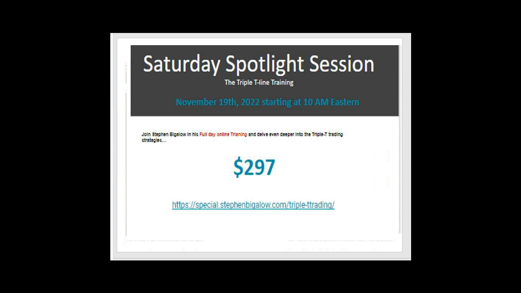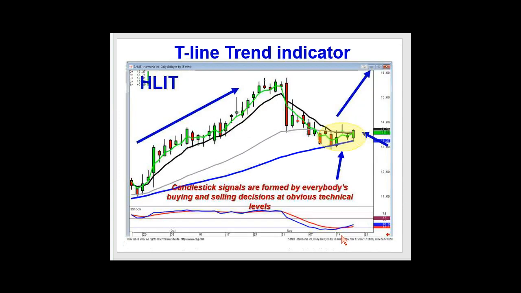Bill, no. There is no convergence with stochastics. Stochastics are merely the indication of where you are in a trend. And it has no correlation to what this part of the trend was or this part of the trend. It's telling you what's going on right now.